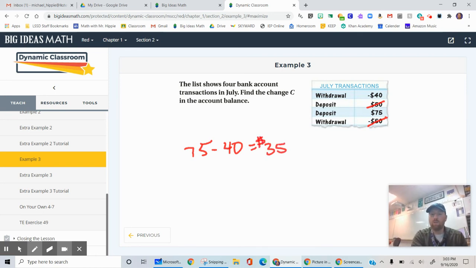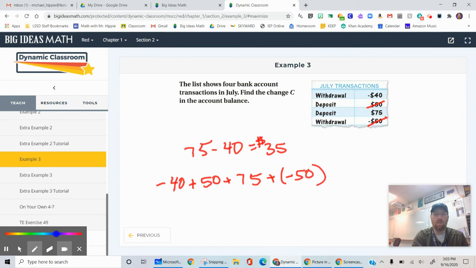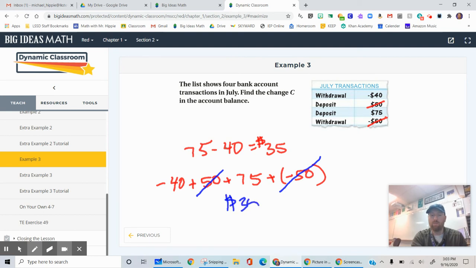If you wanted, you could set this up as a big, long addition problem. So if you wanted to set it up that way, you certainly could. And you'll notice that those 2 cancel themselves out. And then I just changed the order here because the 75 was the bigger number. I subtracted the 40, and you'll still end up with that same answer of $35.